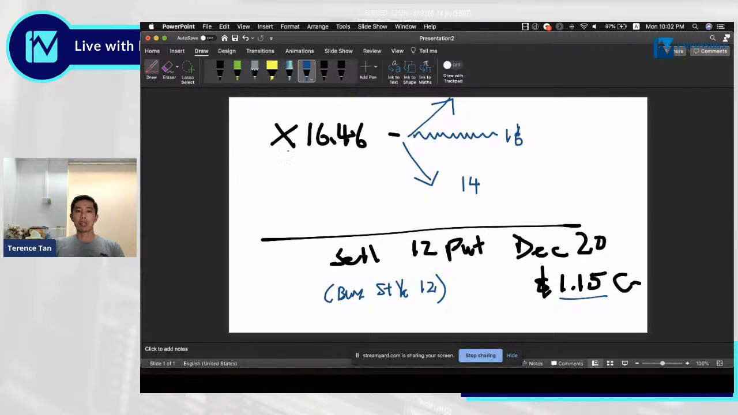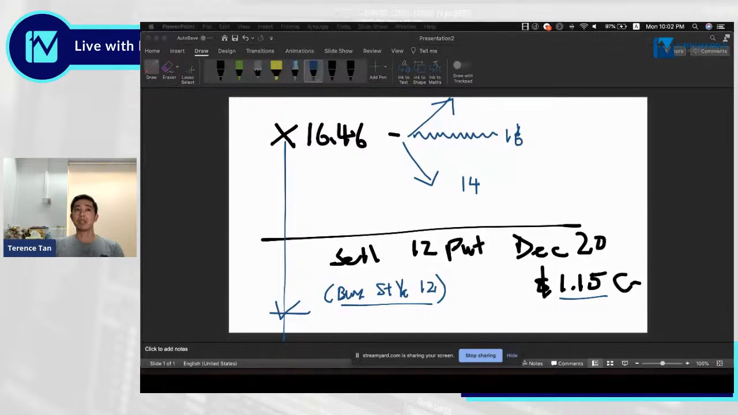Now, the only threat that we will have is if the stock price crashes below $12. Then you'll be obliged to buy the stock at 12. As we've seen earlier as well, the stock hit a low of about $10 during the COVID crisis. So $12.50 isn't too bad a price to be looking at.